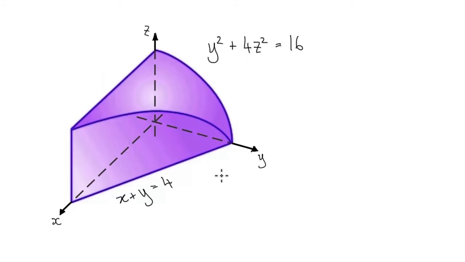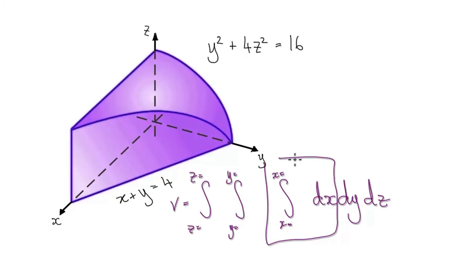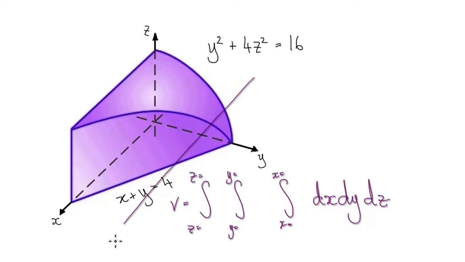So let's set up our triple integral to work out the volume. V equals triple integration, and you can use whichever order you want. It will still work, but I'm going to use dx dy dz. In an integral, that means the first limits will be x equals something, then y equals something, and the last one would be z equals something. Looking at the inner integral, I'm moving parallel to the x-axis. So I'm moving like this.